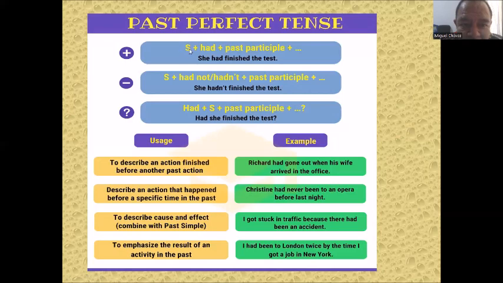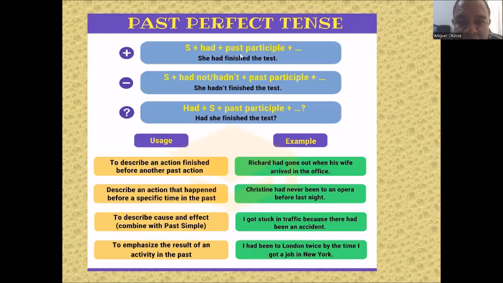We are going to have the subject plus had. Remember that the past tense of have, has is had, plus past participle, plus complement. She had finished the test. I had finished the test. We had finished the test.